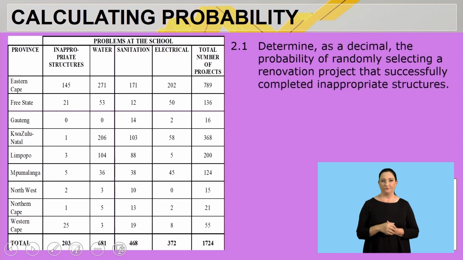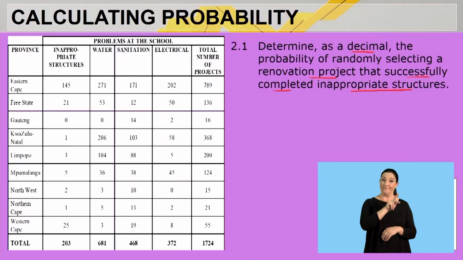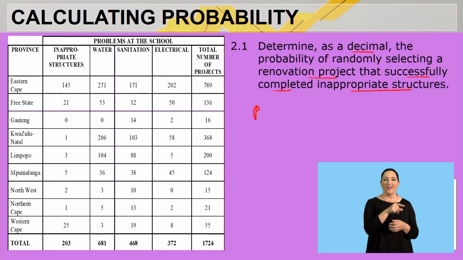So the first question says, determine as a decimal the probability of randomly selecting a renovation project that successfully completed inappropriate structures. Again, a lot of information is given. It is your job to make sure you work with the correct information. Hence, I underlined what the question is all about. So we must determine the probability, so I'll say P. Remember, that's what we use to indicate probability.